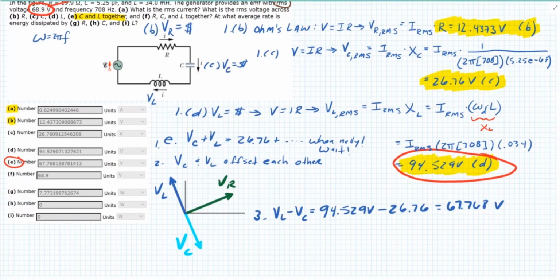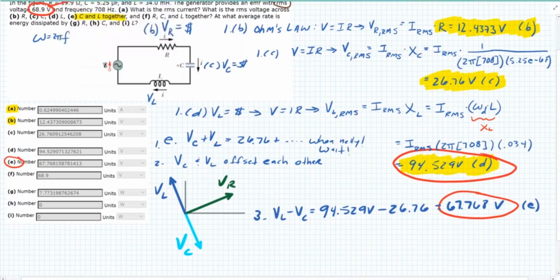Okay. And I'm definitely keeping all of this stuff in my calculator memory, because apparently everything's getting reused. This is the answer to part E. This is how my inductor and capacitor are working together from a voltage point of view.